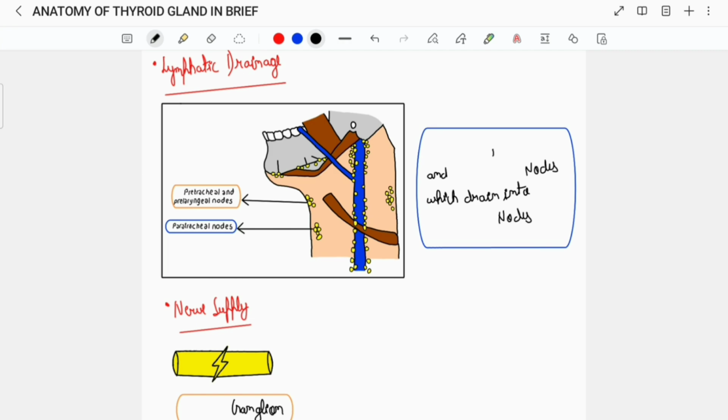Talking about the lymphatic drainage of thyroid, the pretracheal, the prelaryngeal, and the paratracheal group of lymph nodes drain lymphatic from the thyroid gland and further drain into the deep cervical nodes.